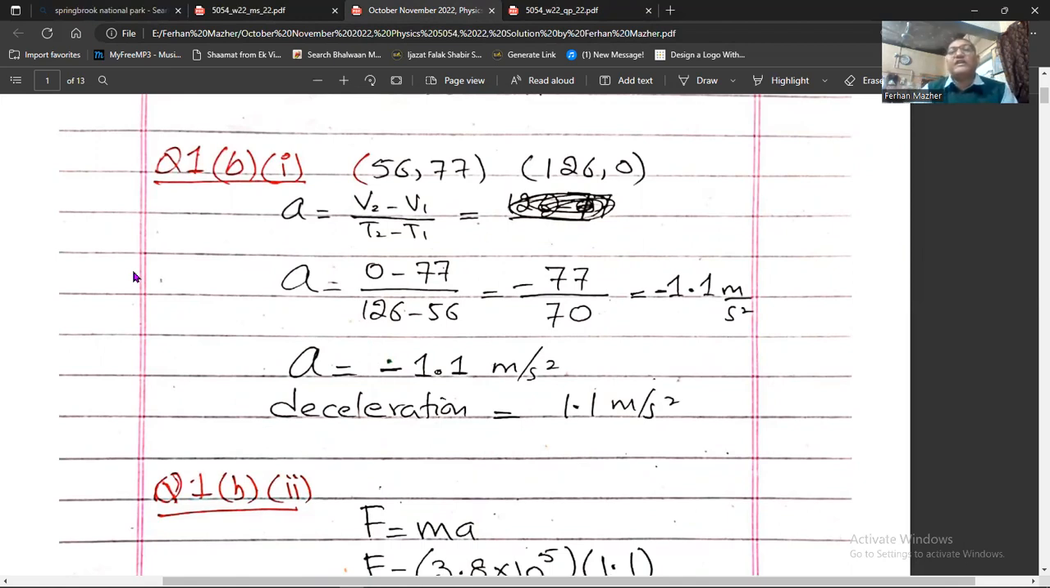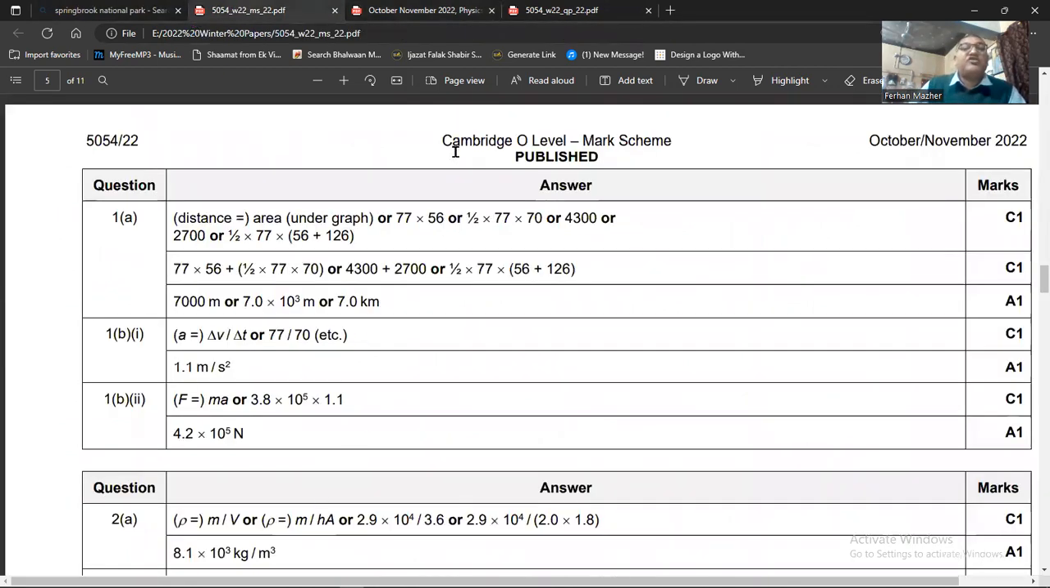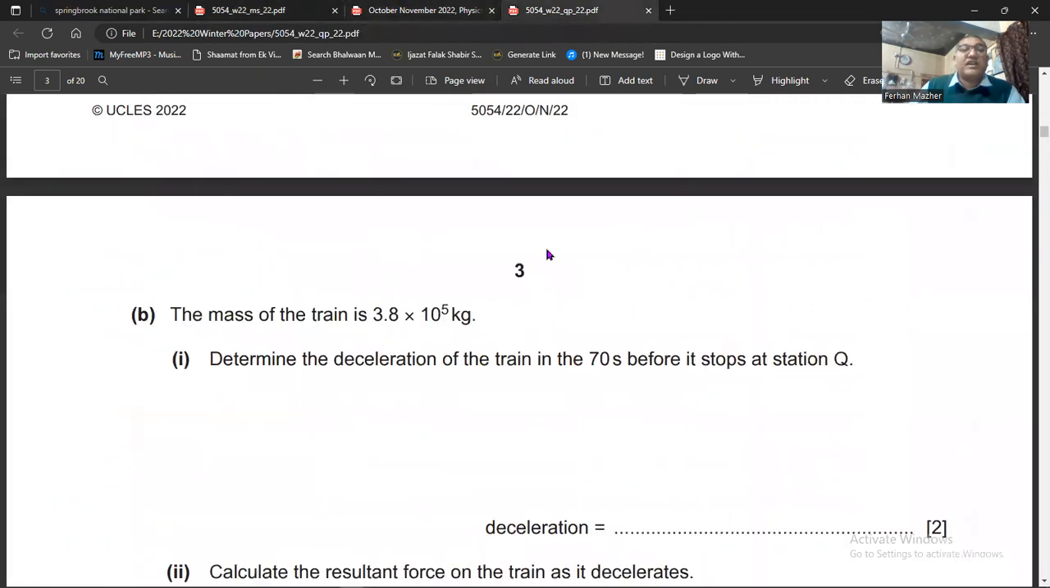You know the formula for the gradient is y2 minus y1 divided by x2 minus x1. That will be v2 minus v1 divided by t2 minus t1. So the acceleration will be 0 minus 77 divided by 126 minus 56. That will be minus 77 by 70, which is minus 1.1 meters per second squared. Because he used the word deceleration, when I write my final answer I will not write the negative sign, because deceleration means negative. 1.1 meters per second squared. This is the solution. And here we go.